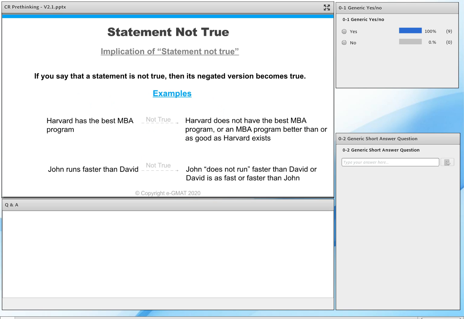Okay. Similarly, if you say John runs faster than David, if you say that's not true, then what you're also saying is that David can be just as fast as John, or David can also be faster than John. So it's really important to understand that when you say a statement is not an assumption, which means it's not a must be true, by definition, what you're really saying is that its negated version is possible in the context of my argument. And if with that negated statement your conclusion breaks down, then the statement that you negated was your assumption.